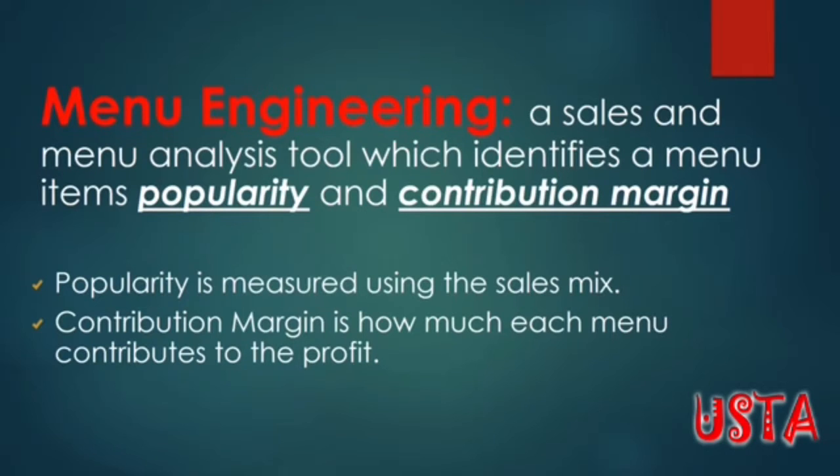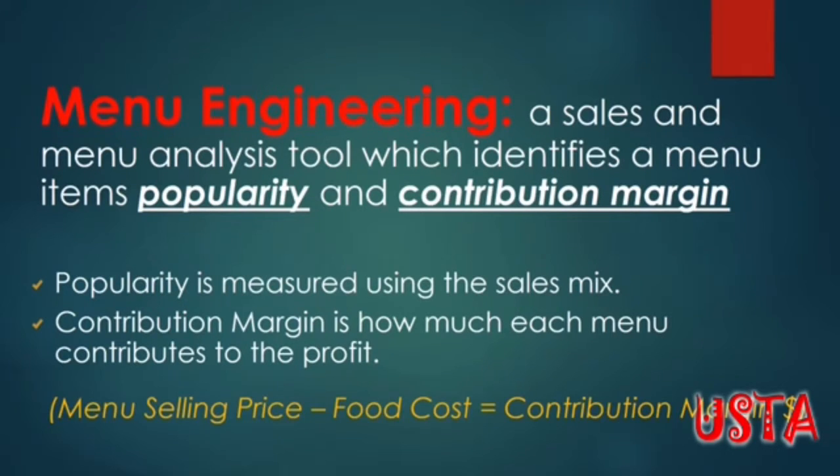Now, the formula to get contribution margin is the menu selling price, what's listed on our menu, minus what it costs us to put that food on the plate. And that gives us our contribution margin that is used to pay for labor, overhead, and give us some profit. The contribution margin is really what we're going to be looking at here.